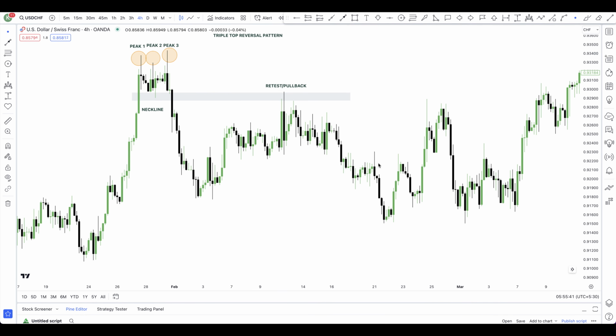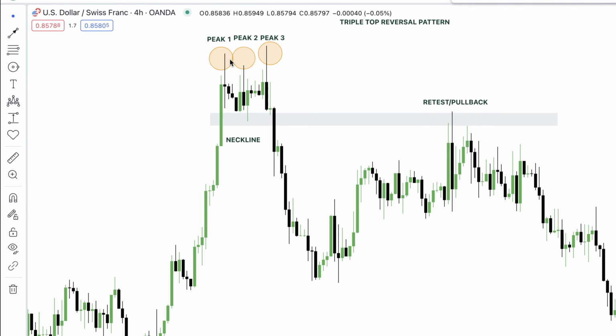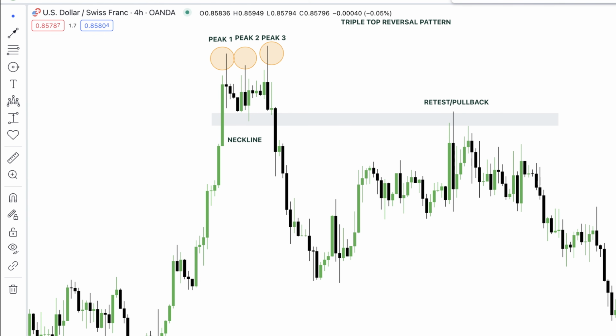So this is how the triple top reversal pattern looks on a real chart. You can see that we have the first peak, the second peak, and the third peak. We have the neckline here, we had a breakout, the retest, and now you can see how massively price has fallen to the downside. So how do conservative traders take this trade?